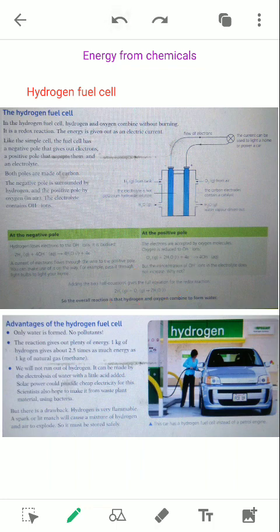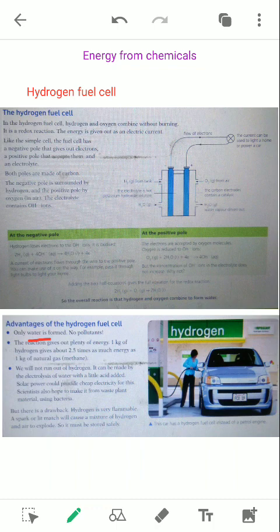So moving next, advantages of using the hydrogen fuel cell. What are the advantages of using a hydrogen fuel cell other than using petrol or diesel? The main advantage of the hydrogen fuel cell is it does not produce any pollutants, any harmful gases which can cause damage to the environment. It only produces water, which is harmless. Other than that, there are no other extra gases produced.